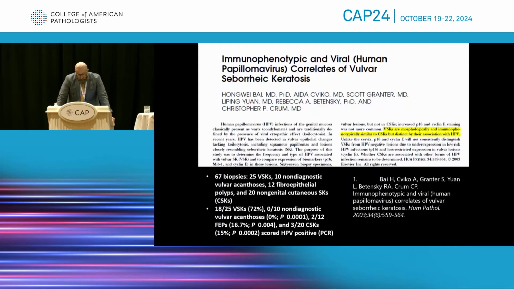So there's not a lot of literature in the male genital tract, but if we look at the gynecologic literature, there are some papers suggesting that if you look at lesions that resemble seborrheic keratosis in vulvar sites, a lot of them harbor HPV. This study used PCR.